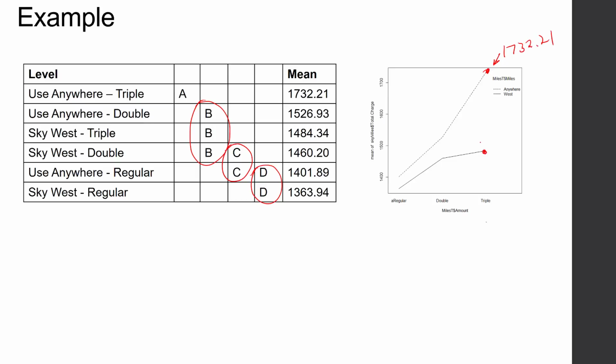Let's look up the value for SkyWest triple, 1484.34. So if I wanted to, I could label all of these exact means by recording them, but I just wanted to show you how you find them.